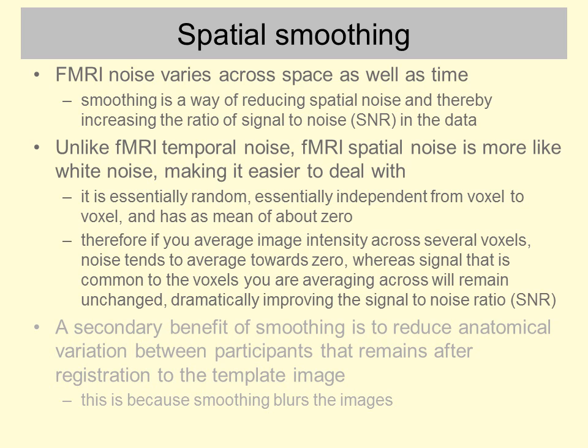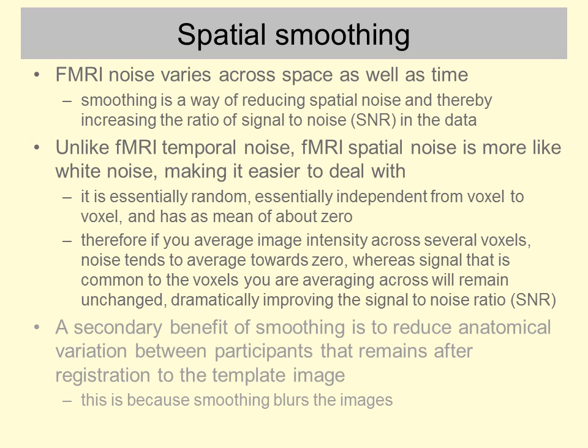And in that situation, if you average the image intensity across several voxels, those random fluctuations will tend to average towards 0. Whereas if there is any signal in a voxel that is perhaps common with the surrounding voxels as well, and that signal is related to the experiment, then that's a signal which is all positive or all negative, and so averaging it won't cause a tendency towards 0. It will leave it more or less unchanged, and because we've reduced the noise variation, we've therefore improved the ratio of the signal to the noise.